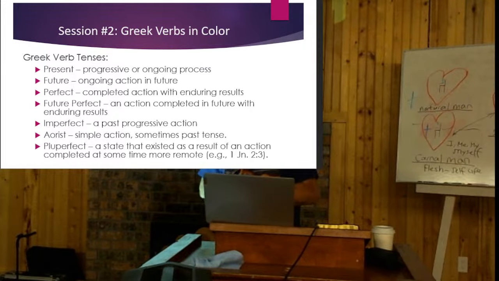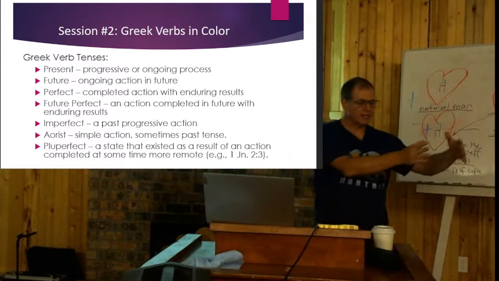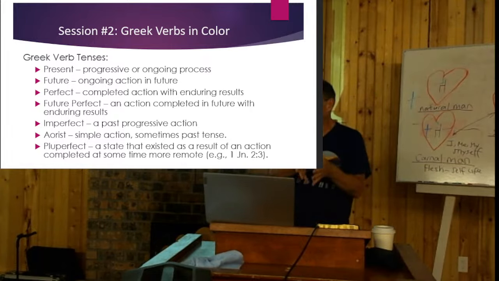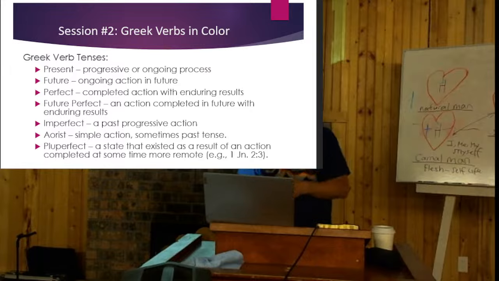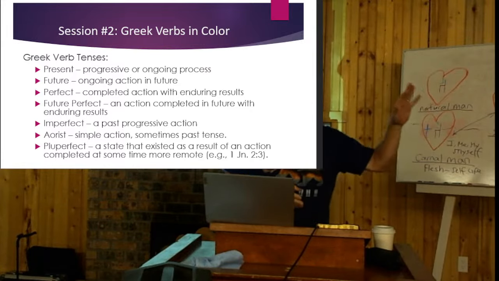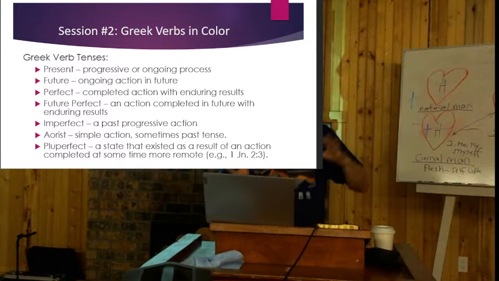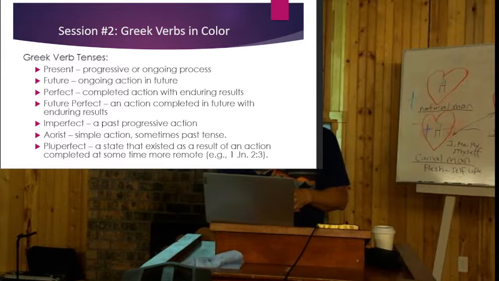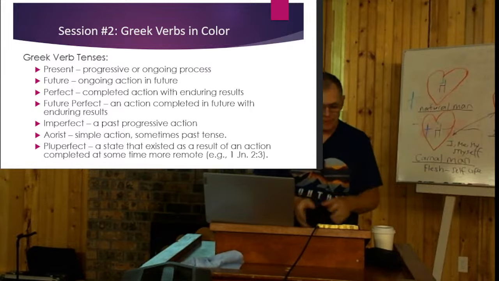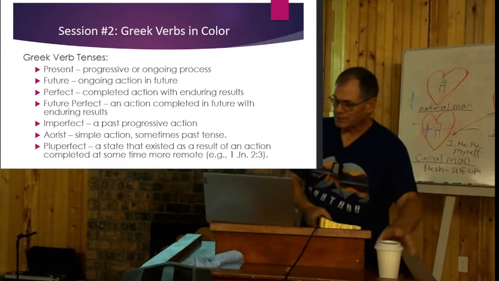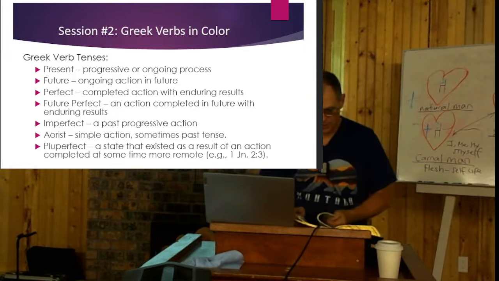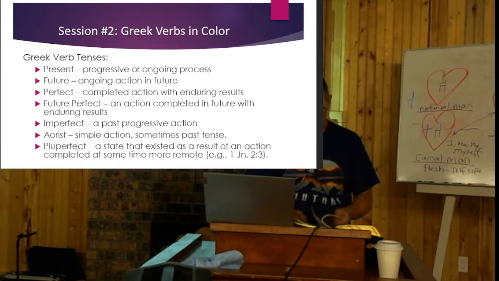We have the imperfect tense, which means this started in the past, it continued for a time, and it stopped. Okay, and then we have aorist, which is often used. It just means a simple action is completed. It's similar to the past tense in English. And then pluperfect, we don't see it very often. I was trying to think of an example of this, and 1 John 2:3 came to mind. This is turned there so you can see how it's used in Scripture. 1 John 2:3.